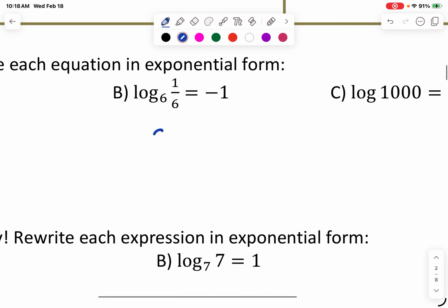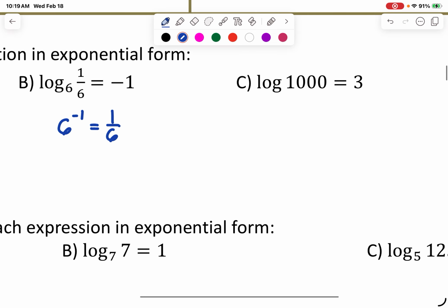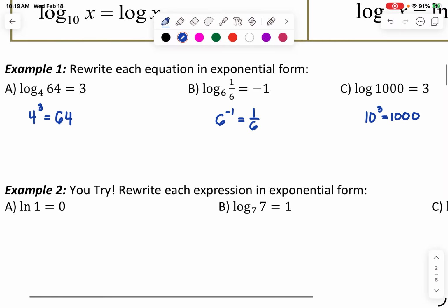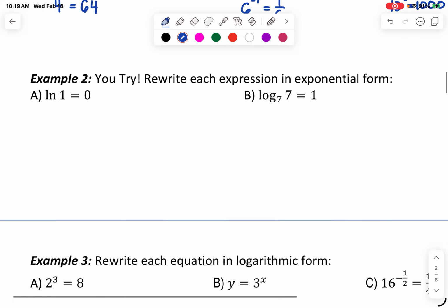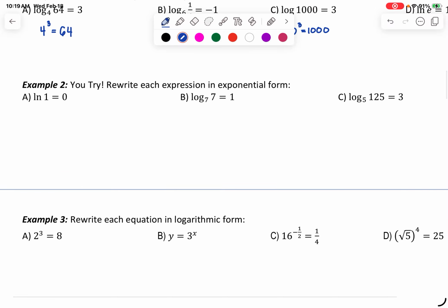This one here, your base is 6, your exponent is -1, equals your argument, 1/6. And that, once again, is true. No base written here. Whenever there's no base, that's common log, so your base is 10 to the third power is equal to 1,000. Also, you can verify that these are true, which makes you feel good, and then you know you did it right. All right, go ahead and try these three on your own. Pause the video and try them.